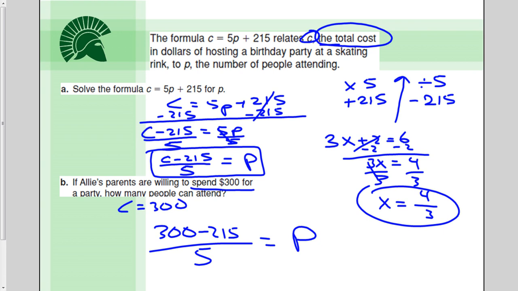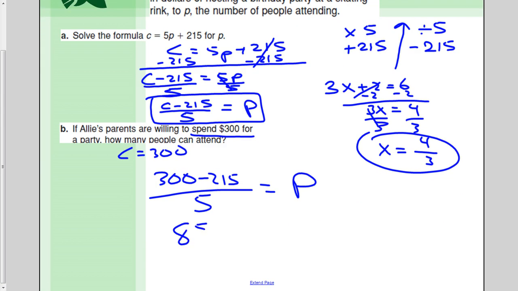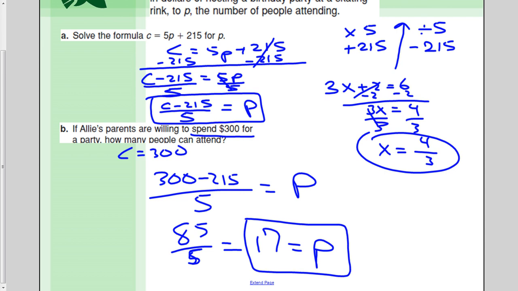And so what we're looking at is 300 minus 215 is 85. And then we have 85 divided by 5, which should give us 17. And so P is equal to 17. And so this is the number of people that can attend.